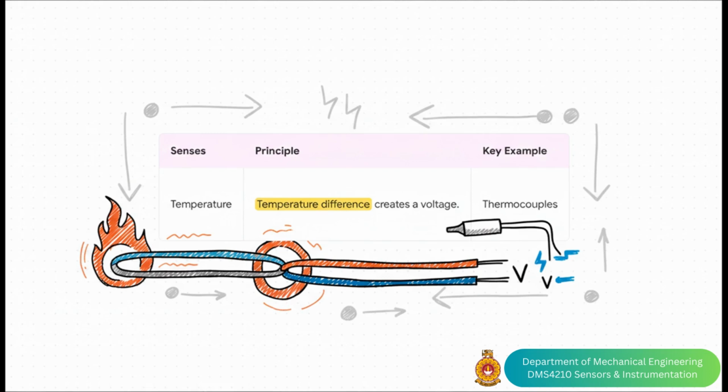You just join two different kinds of metal wire together, and then you heat one end. When you do that, a tiny voltage magically appears at the other, cooler end. And the bigger that temperature difference is, the higher the voltage. That simple, incredibly reliable principle is behind thermocouples, which are some of the most common temperature sensors on the planet.